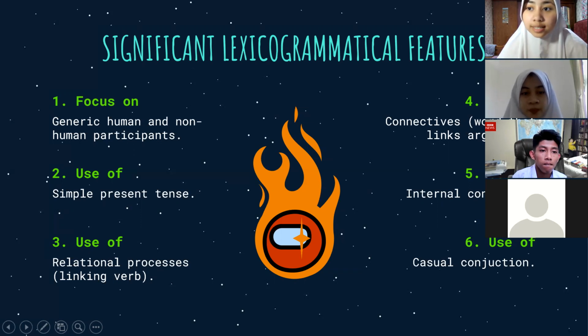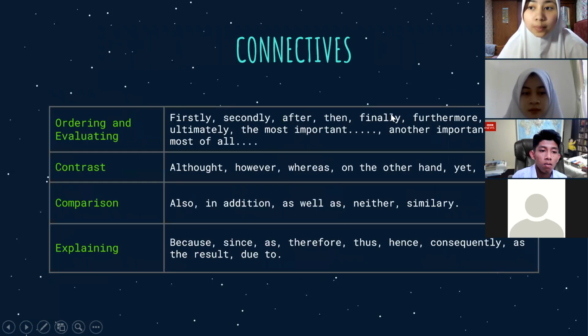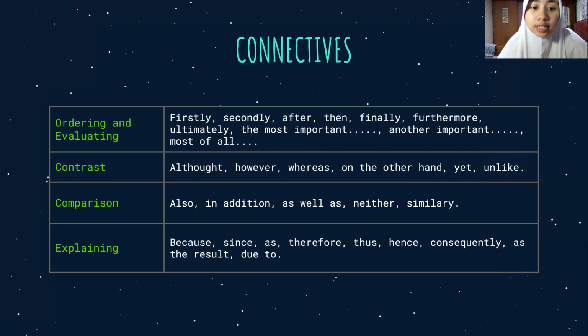Thank you, Galuh, for the explanation. The next slide will be explained by Ananda Fitriani. There are 4 kinds of connectives in analytical exposition text. Number 1 is for ordering and evaluating. The examples are firstly, secondly, after, then, finally, furthermore, ultimately, the most important, another important, and most of all. Number 2 is for contrast. The examples are although, however, whereas, on the other hand, yet, and unlike.